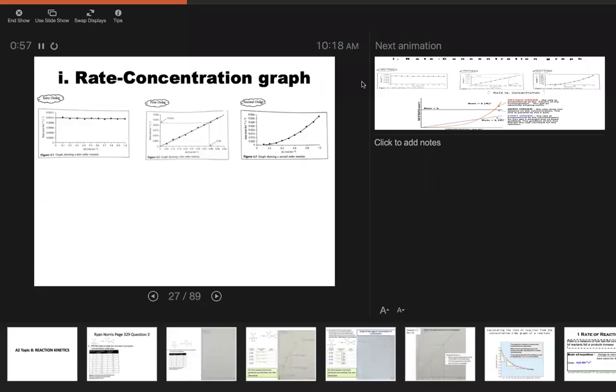Okay, Bismillahirrahmanirrahim. Right, so this is the rate concentration graph for a 0, first, and second order.